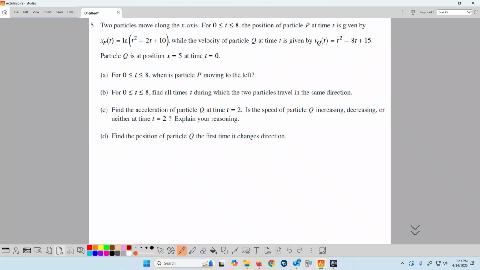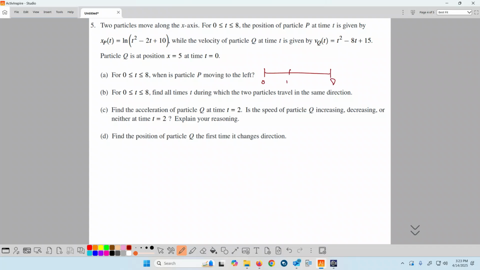Part B is asking us, from the time of 0 to 8 again, find all the times during which the two particles travel in the same direction. In other words, when both particles are moving left or when both particles are moving right. Oh my goodness. So we're going to have to compare both sign charts, right?